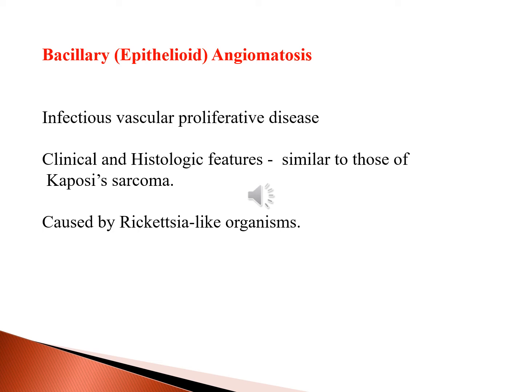So the next lesion is bacillary or epithelioid angiomatosis. This is again an infectious vascular proliferative disease, and clinical and histological features are similar to that of Kaposi sarcoma, and the probable cause might be rickettsia-like organisms.